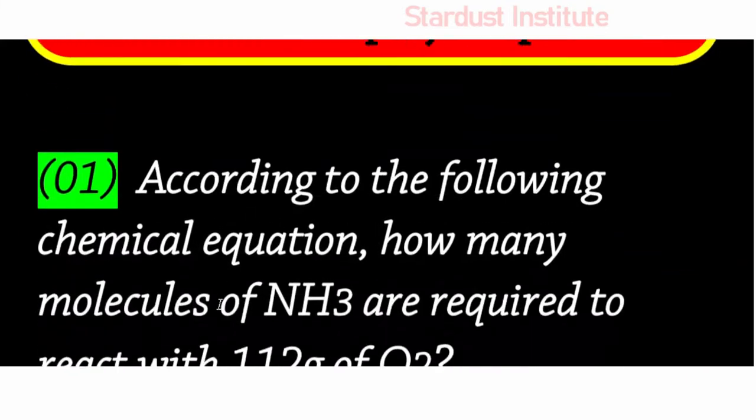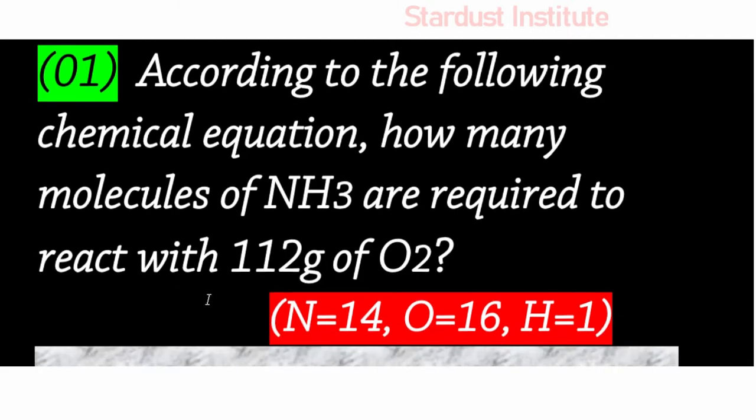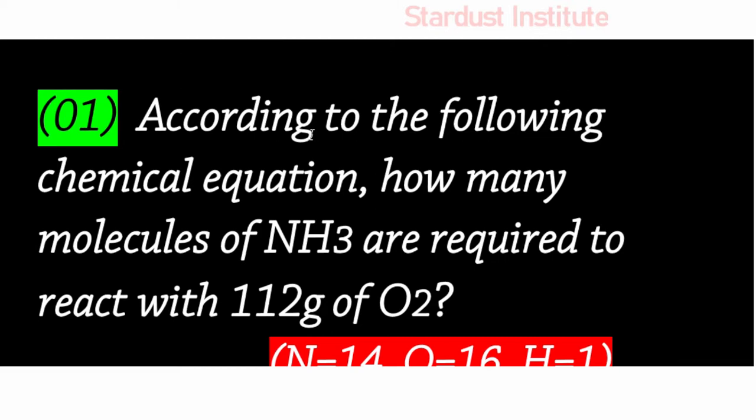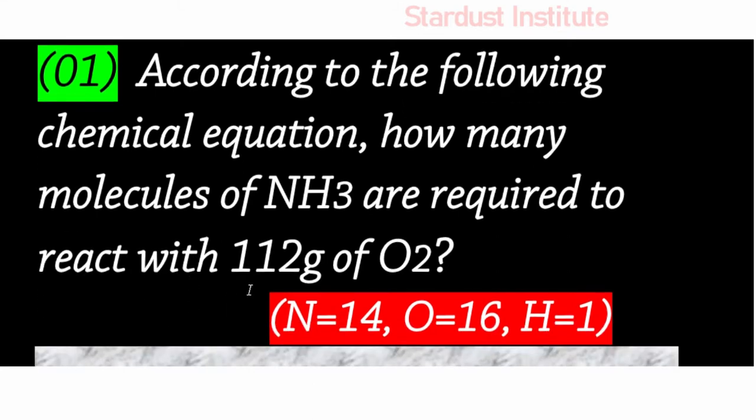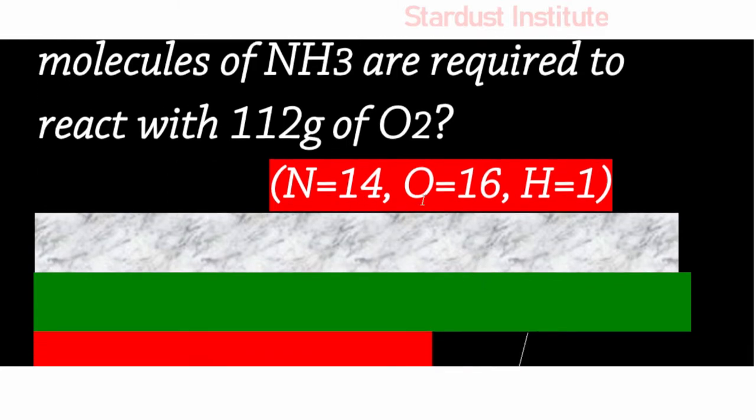Let's see the problem. According to the following chemical equation, how many molecules of ammonia are required to react with 112 grams of oxygen? Molar masses have been given: nitrogen 14, oxygen 16, hydrogen 1. If you want, you can use them.